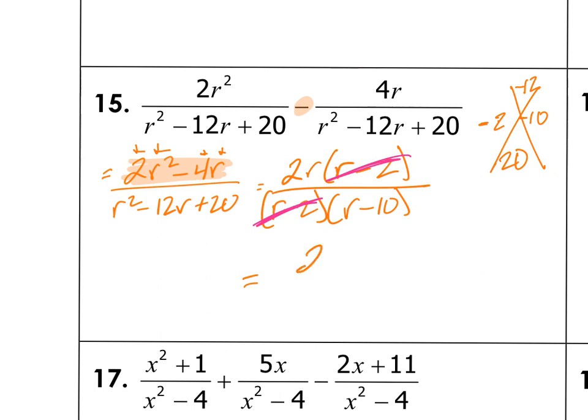So that leaves me with a 2r in the numerator and an r minus 10 in the denominator. And there's my answer.